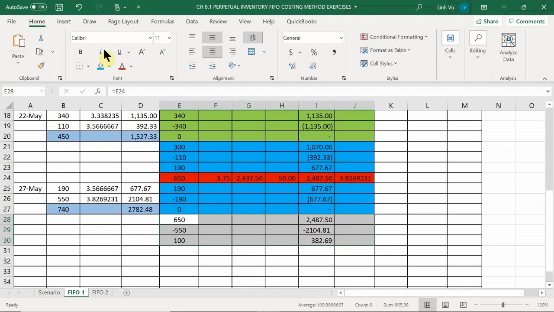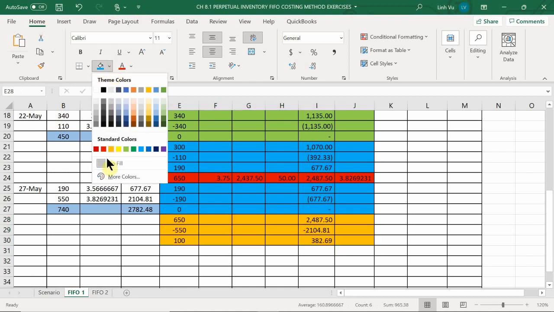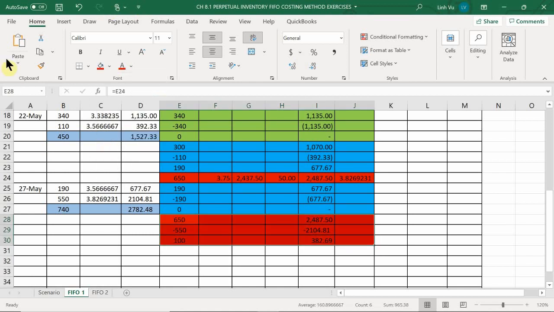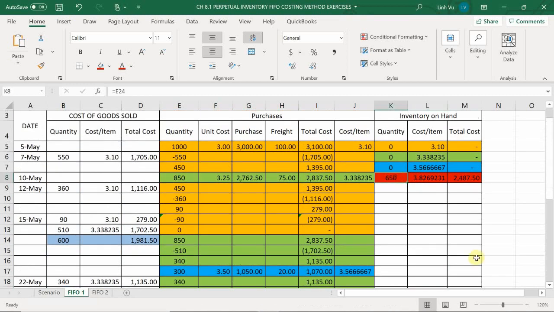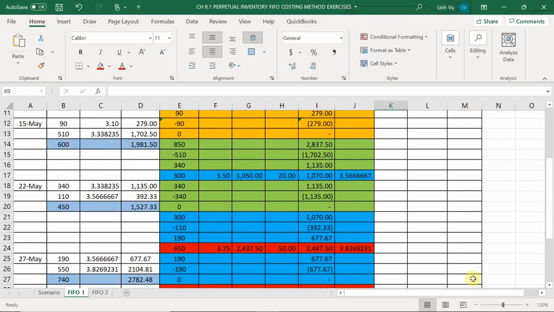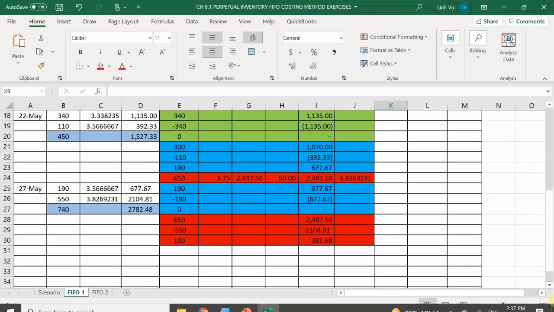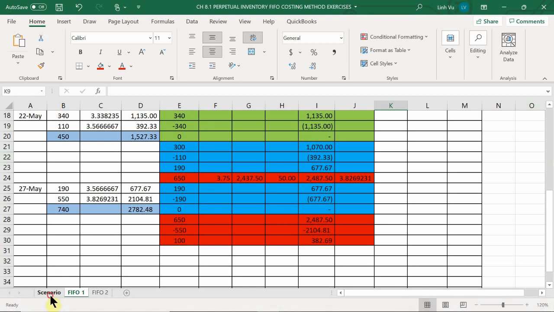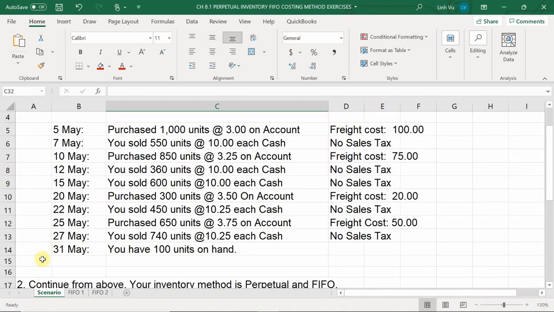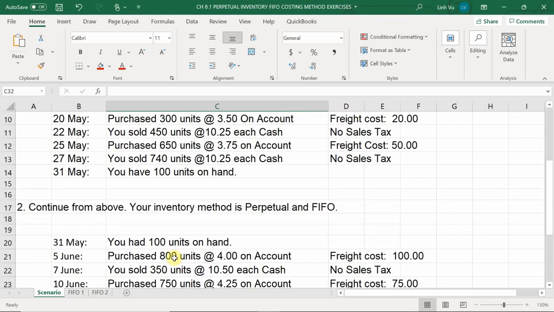And this is all going to be my batch of inventory that was for the red one. So let's go ahead and last but not least, update that. So I only have 100 left, which verifies that I have $382.69 left on hand. All right, and let's take a look at the end of the scenario. On May 31st, you have 100 units on hand.